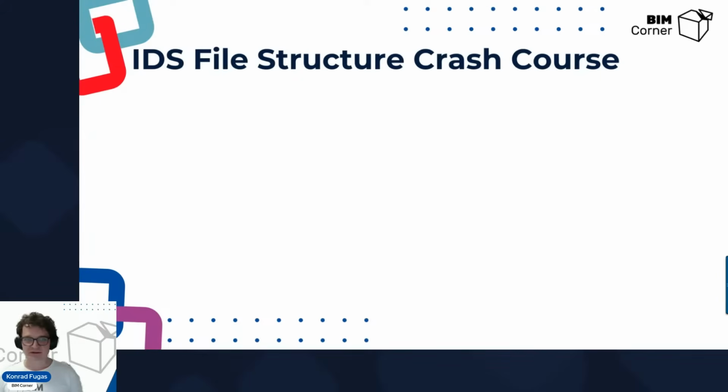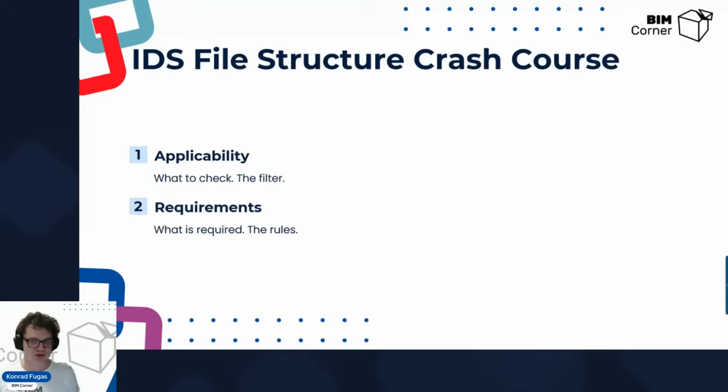So now let's unpack how IDS looks inside. And don't worry, it's simpler than it sounds. And we have very little time for that, so I will just dash through all those different parts. So first, each document has two sections: applicability, that defines which elements from the IFC model should be selected for checking. So in other words, it works as a filter applied to the whole IFC model. And then requirements, and that specifies what conditions the selected elements must meet.